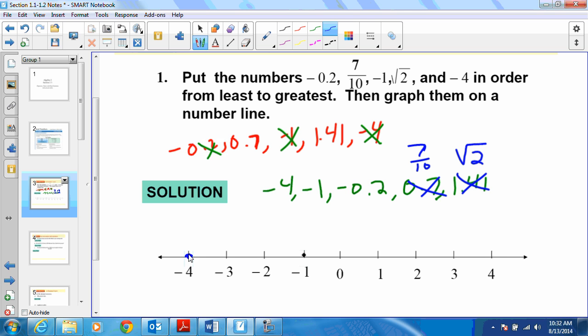So we plot -4, and we've got -4 right here. We plot -1. It's not very much a -1, but you get the picture. Then we've got -0.2, which is going to be very close to 0, but not quite there. Then we have 7/10, which is very close to 1, but not quite there. And then we have square root of 2, which is 1.41, so pretty much in between 1 and 2, maybe a little bit closer to 1, since 1.5 is right in the middle.